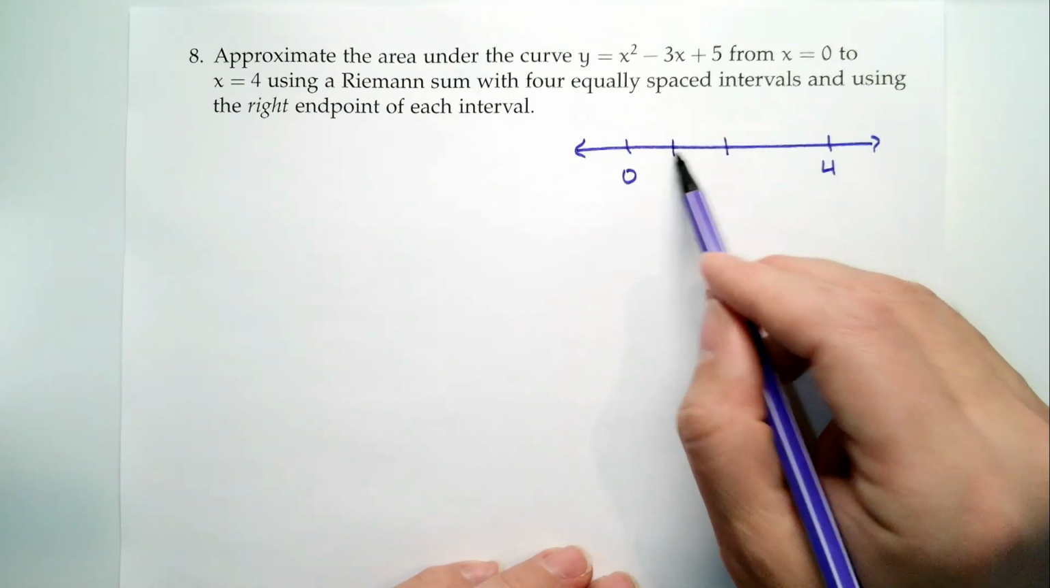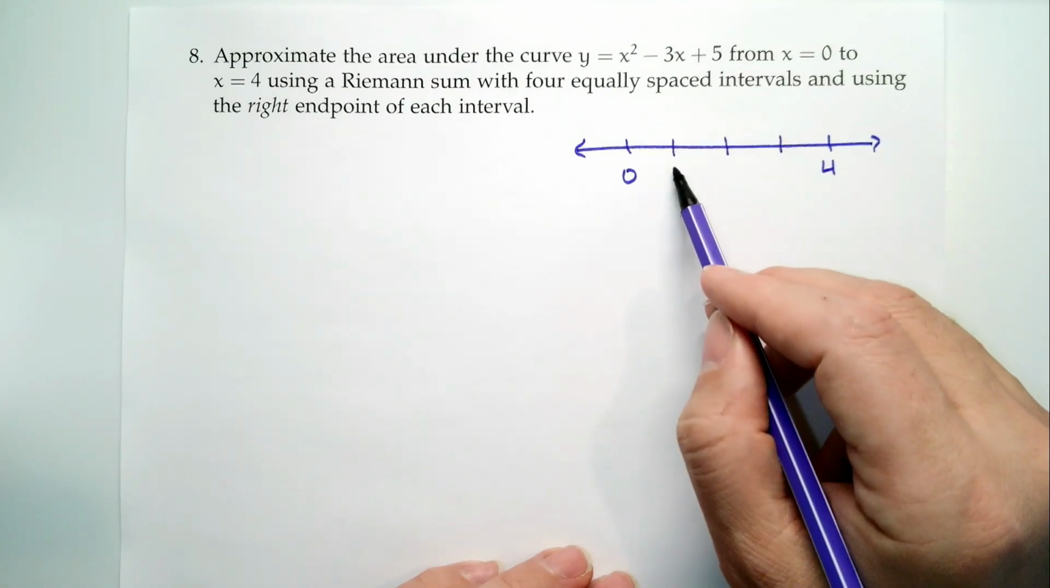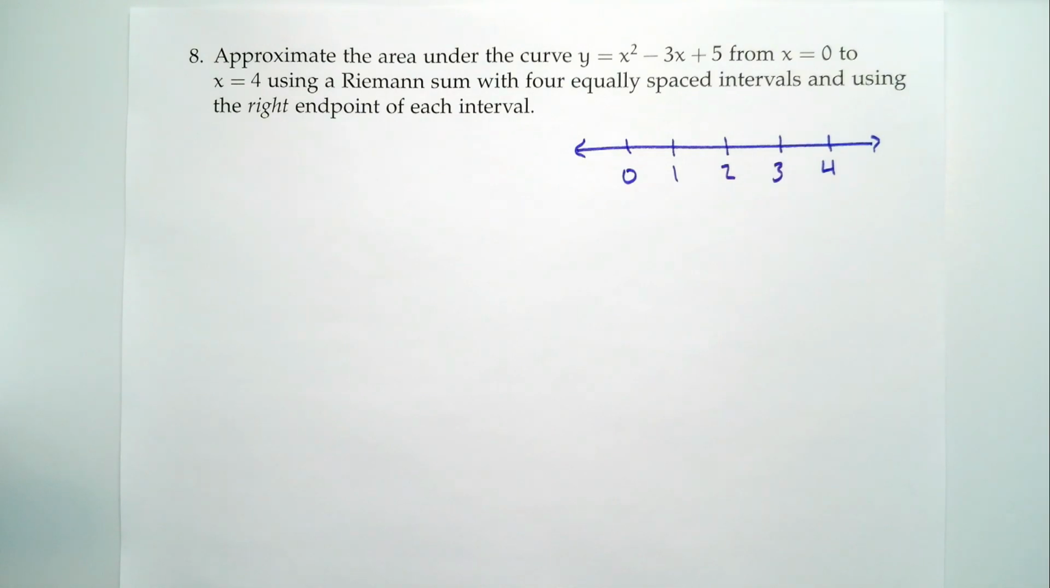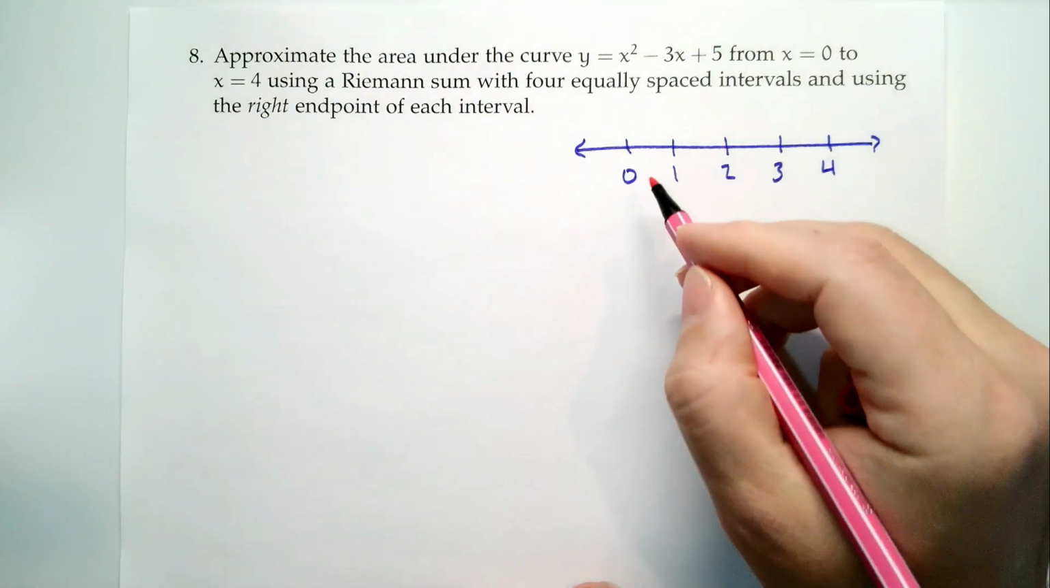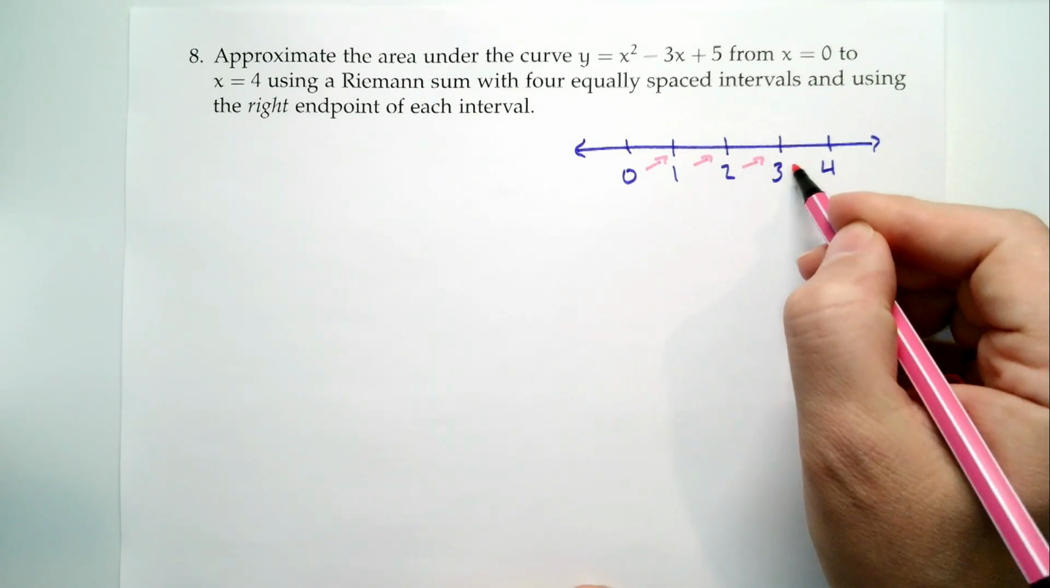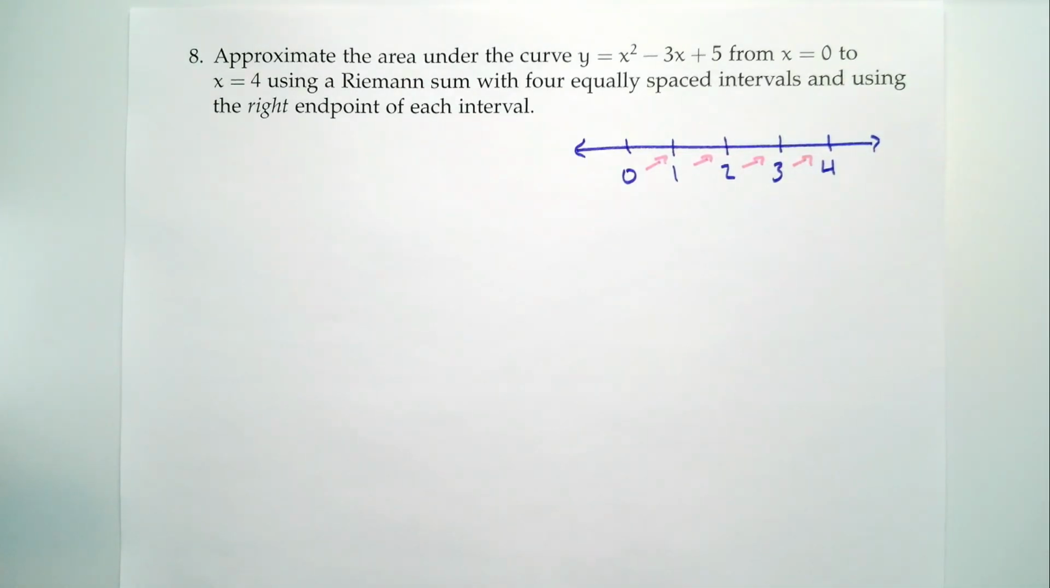So that says I want to split from 0 to 4 into 4 equal parts. I'll go halfway and then go halfway again. And it looks like we are really nice: 0, 1, 2, 3, 4. Okay, that's good. Now, what do we need? We need the right endpoint. So that says for each interval, we're going to go to the right-hand side. And we're going to use that function.